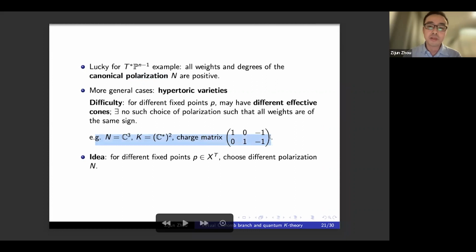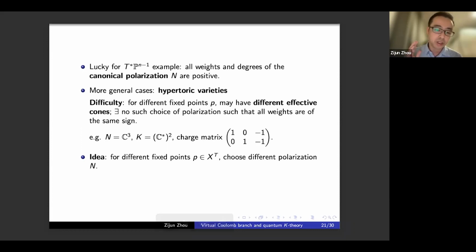For example, if you look at this charge matrix, each column is a character. These three characters add up to 0. So there's no way to choose a polarization in T star of C3 such that the polarization contains characters which are positive with respect to all the effective curves of the Higgs branch.